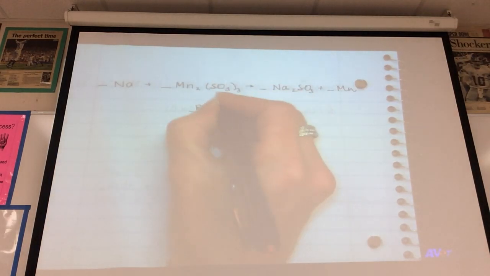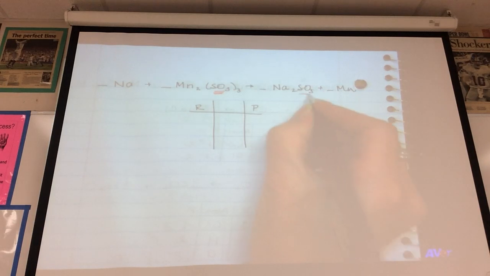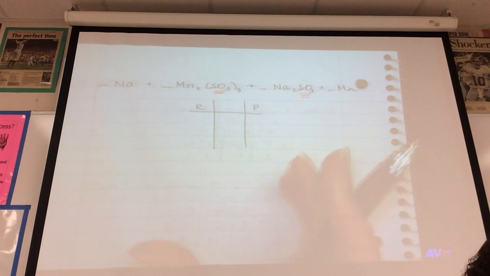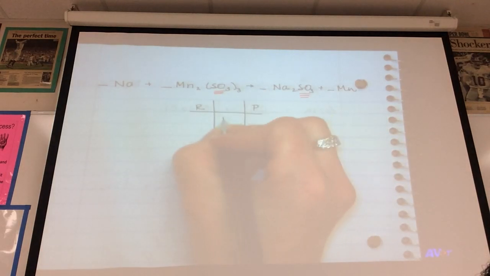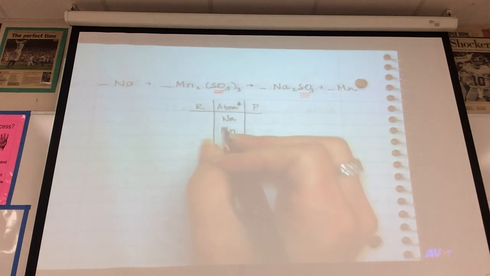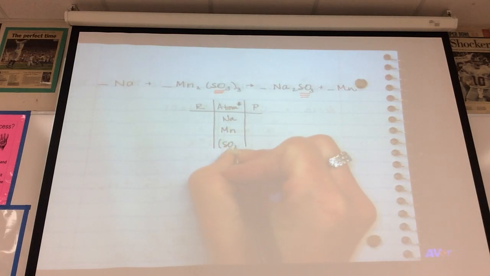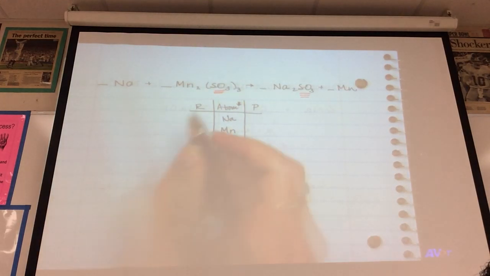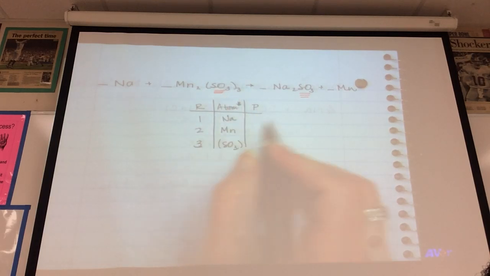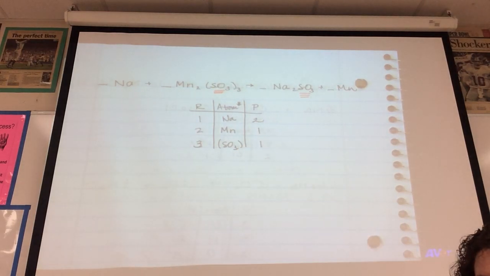Now I see a sulfite unit here, and I don't see S's or O's anywhere else, so I'm going to keep that as a unit. I'm going to have sodium, manganese, and that's why you'll see sometimes I write atom with a star, because this is going to be a unit, if you will. I've got 1 sodium on the left, 2 manganese, and 3 sulfite units. I've got 2 sodium, 1 manganese, and 1 sulfite unit. If there's no parentheses, you have 1 unit of it.